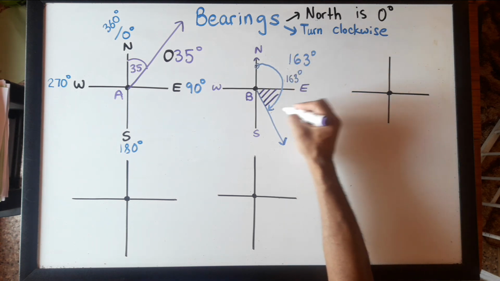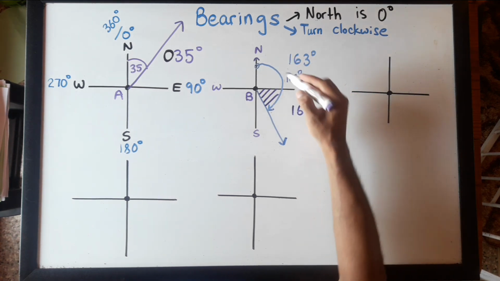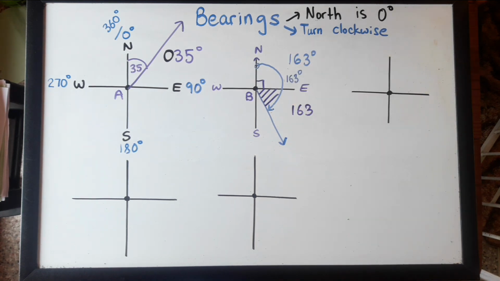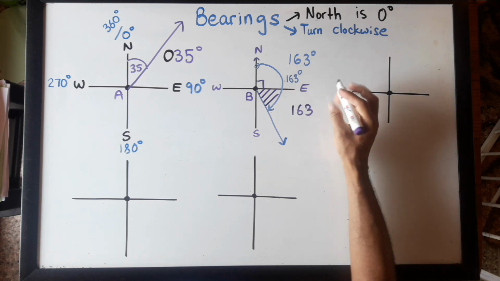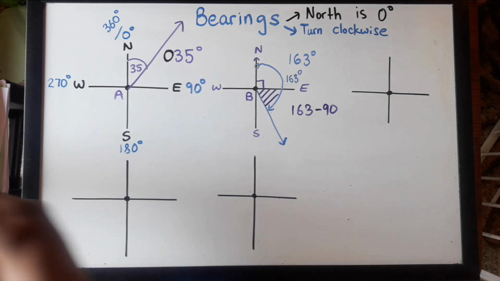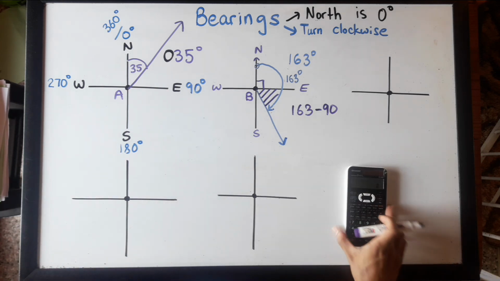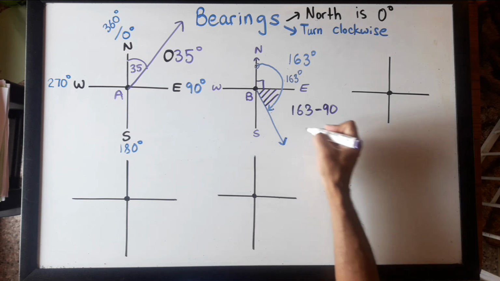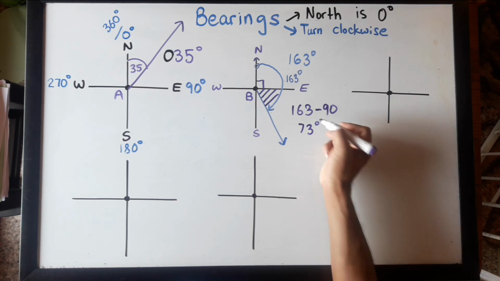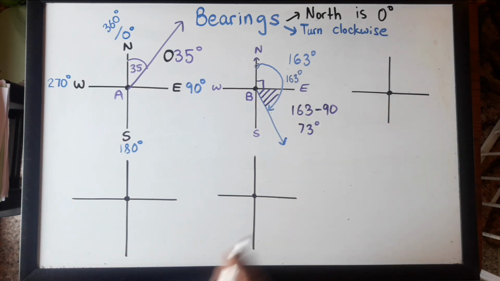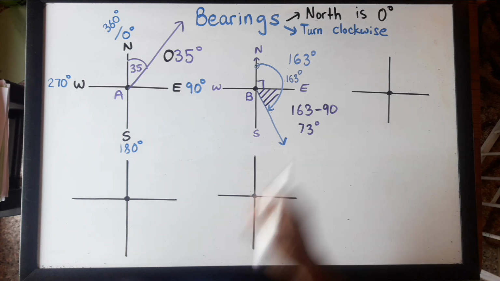If the whole thing is 163, and from north all the way to east is 90 degrees, then the remaining portion is 163 minus 90. And you just have to subtract that and we'll be fine. So it's 163 minus 90, and we get 73 degrees. So this shaded angle, if they were to ask you for it in the exam, would be 73.